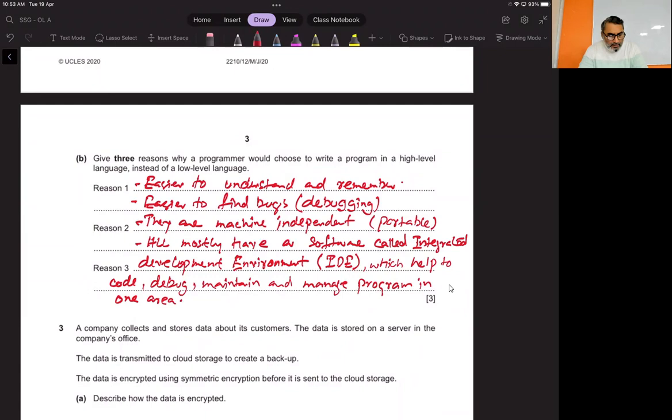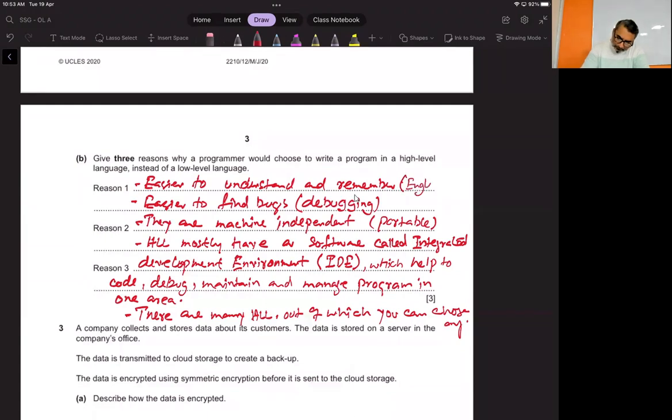Okay. And there are many high-level languages out of which you can choose any. All right, so do you get it? It is easier to debug. This is just 3 marks. You can write any 3. It is easier to understand and remember because it is English-like. Easier to find bugs. Debugging is easier.